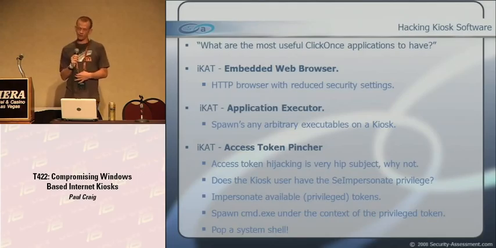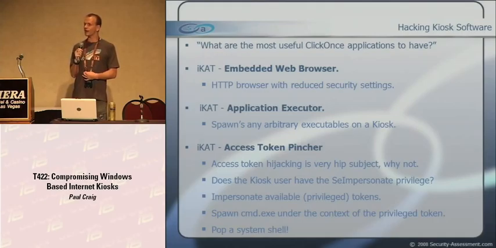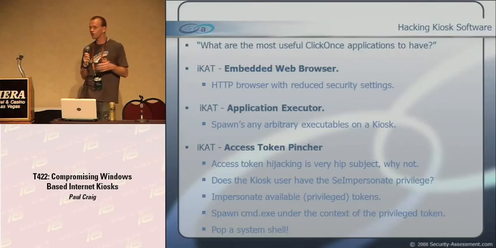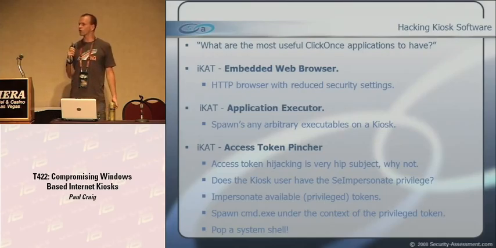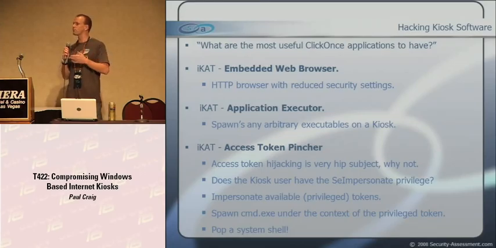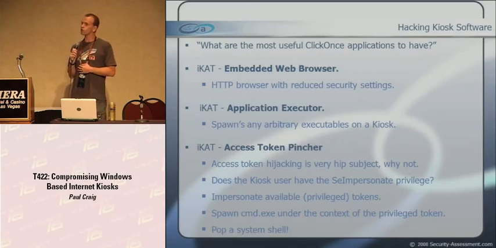Then I thought, since I'm getting pretty good at writing .NET, maybe I should write a token hijacker. So I wrote the iCat token pincher. Recently, token hijacking has become a very hip subject. It's kind of the new cool thing to do. The idea is that you can have a user on a Windows system who has the SeImpersonate privilege. This is typically network service users or users that have slightly more rights than a normal user but not full admin rights, such as maybe a power user. The SeImpersonate privilege allows you to impersonate any available system tokens that may be on the system, maybe on the kiosk or the terminal.